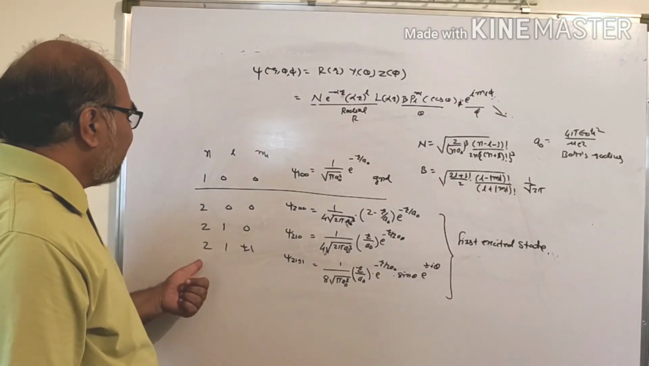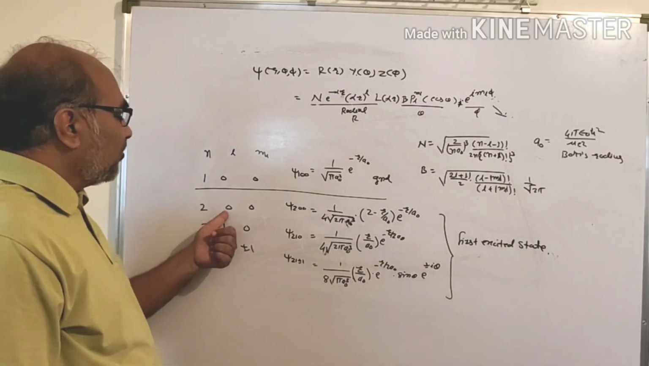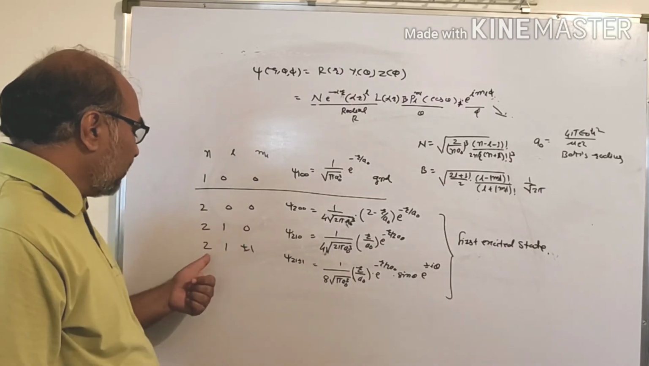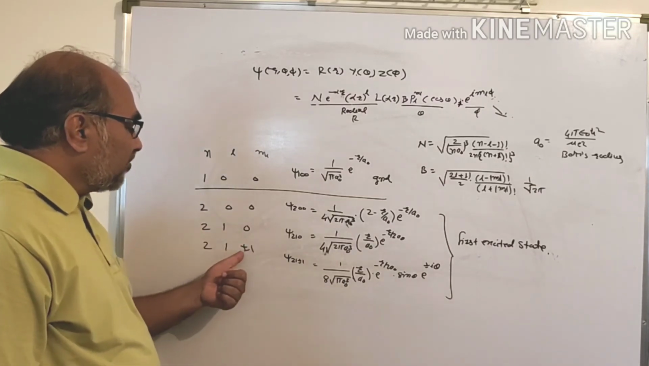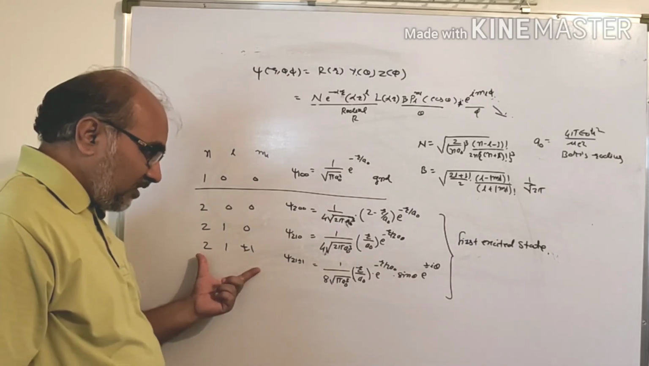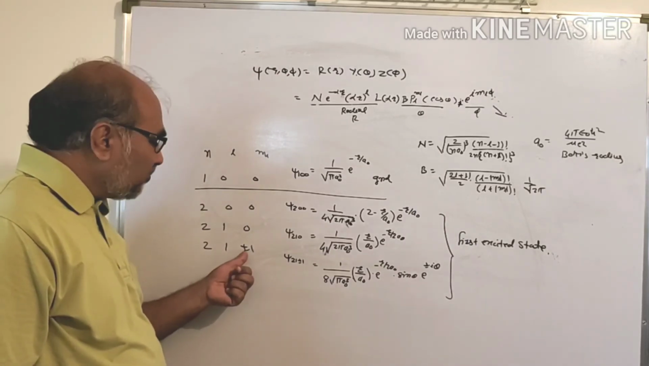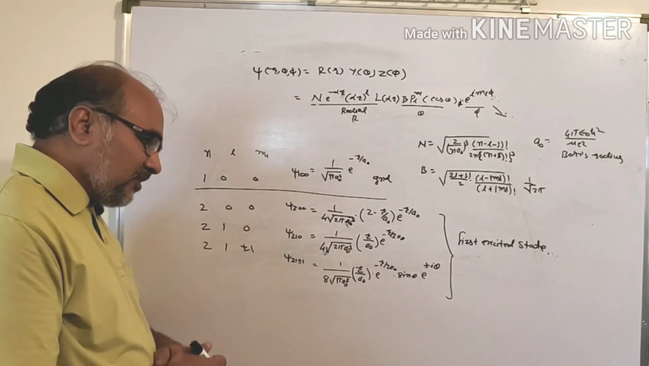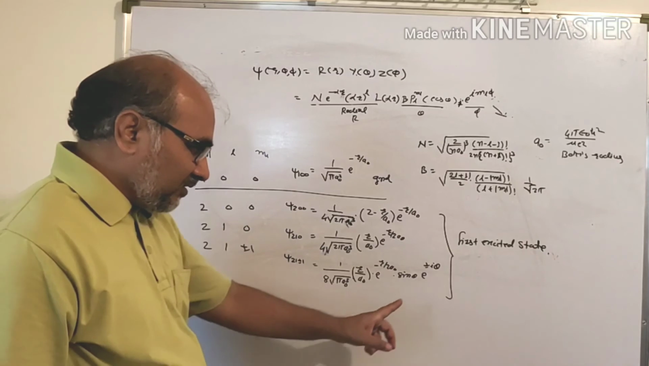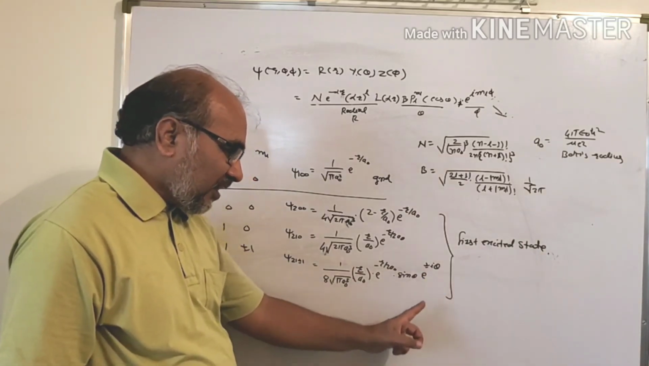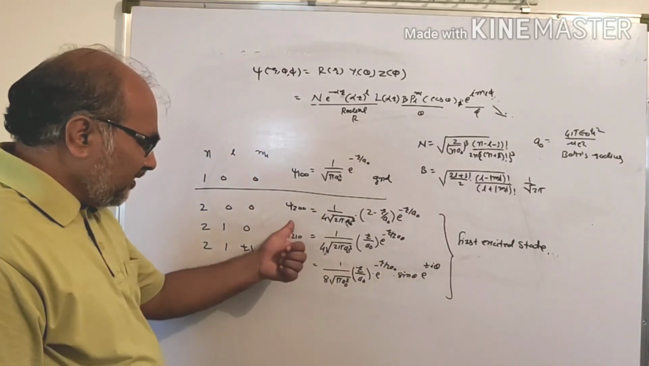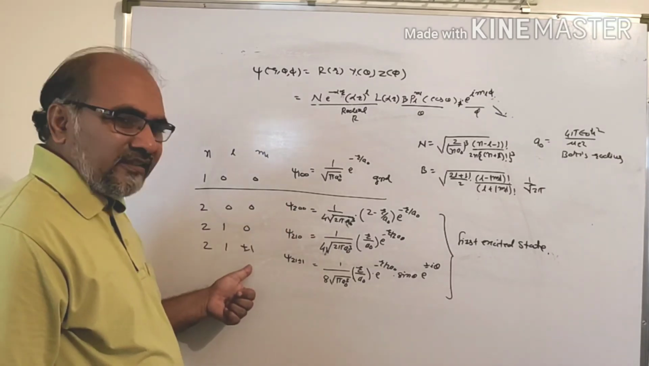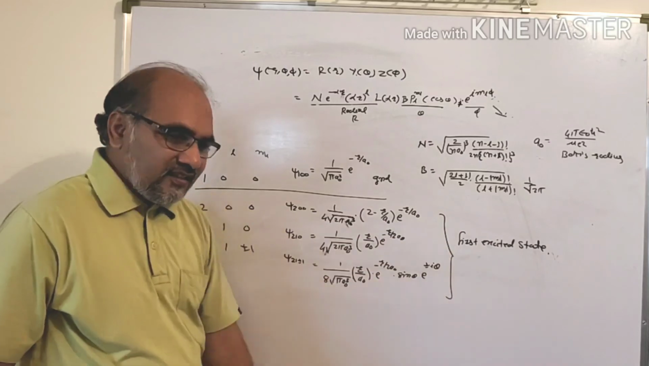And the second state is 2 0 0, 2 1 1, 2 1 0, and here the 2 1 plus minus m l means again two equations will be solved here. That is written in terms of plus minus i theta, and these are three different equations according to the sign. This is called the first excited state.